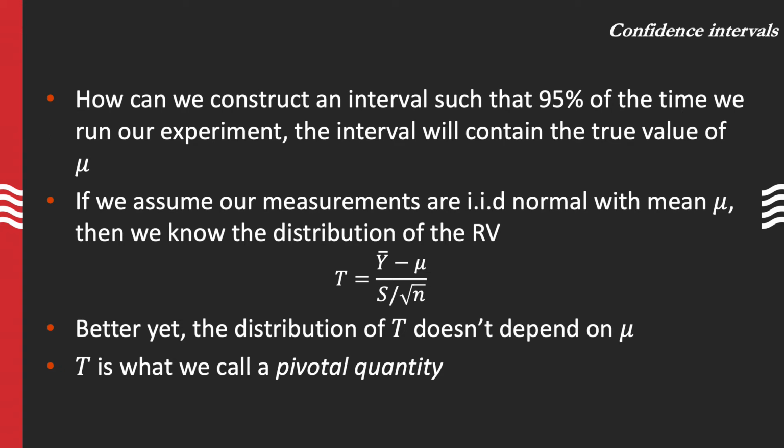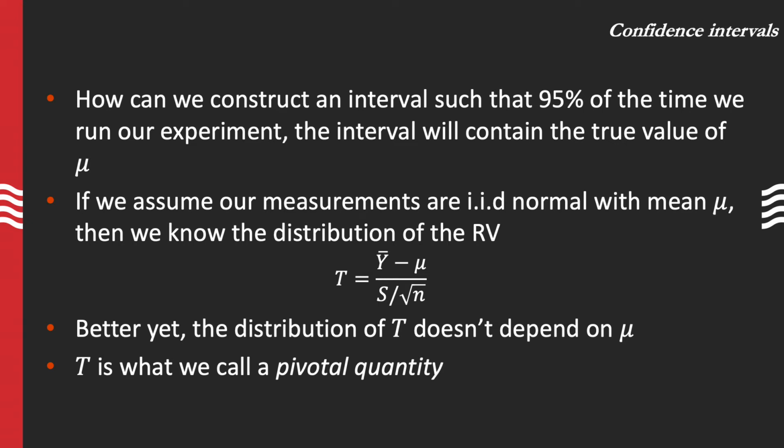So if I'm doing the Siamese cat experiment, I want to be able to take a measurement of n cats, and say if I took a measurement of n cats thousands of times, I just did this experiment over and over again, each time I want to be able to construct an interval, and if I ran that experiment over and over and over again, I want that interval I construct to contain the true value of mu in 95% of the experiments.